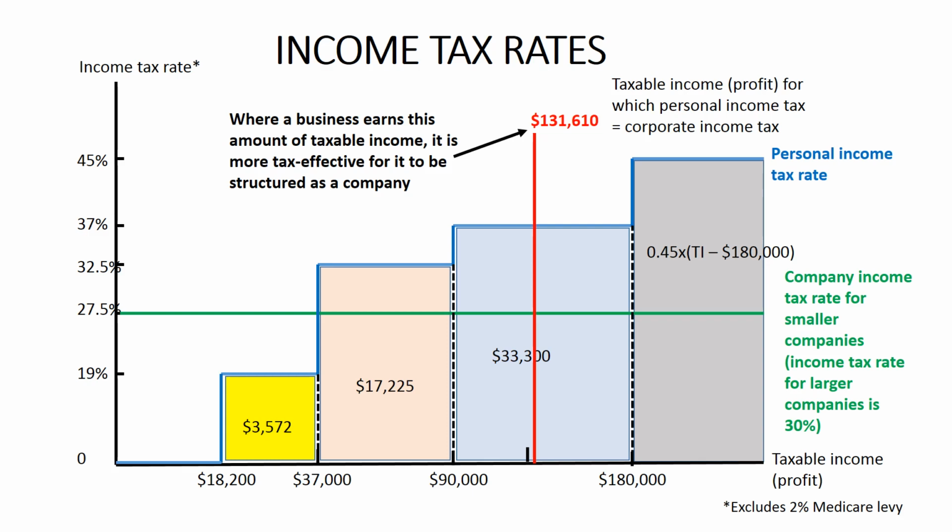When a company's profit is small, then the company will be paying more tax than a sole trader would pay on the same profit. For instance, if the company's profit is less than $18,200 in a year, then the company still pays 27.5% of its profit as tax, whereas a sole trader would pay no tax on that profit. However, as a company's profits increase, there comes a point at which the company pays less tax than a sole trader pays on the same amount of profit.